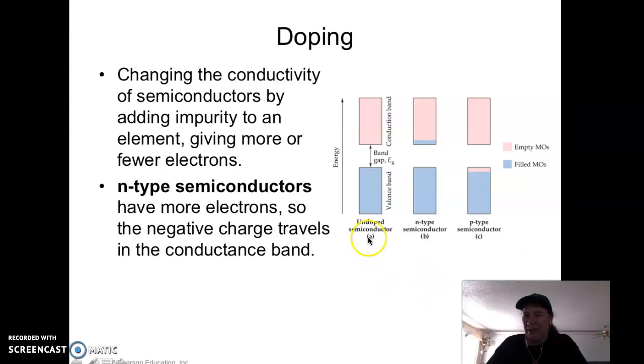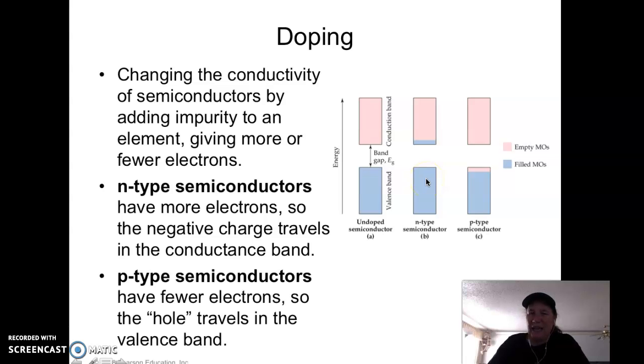They change the gap. You can see here's an N-type and a P-type. What they do is they switch some of them to make the gap different. So part of this is up here and part of this is down here, and so on. This one doesn't switch at all. It's undoped. Here they switch a little bit of each part. The N-type is going to be on top. The P-type is going to be on the bottom. The N-type semiconductors have more electrons, so the negative charge travels across the band. The P-type have fewer electrons, so they have a hole that they travel through.